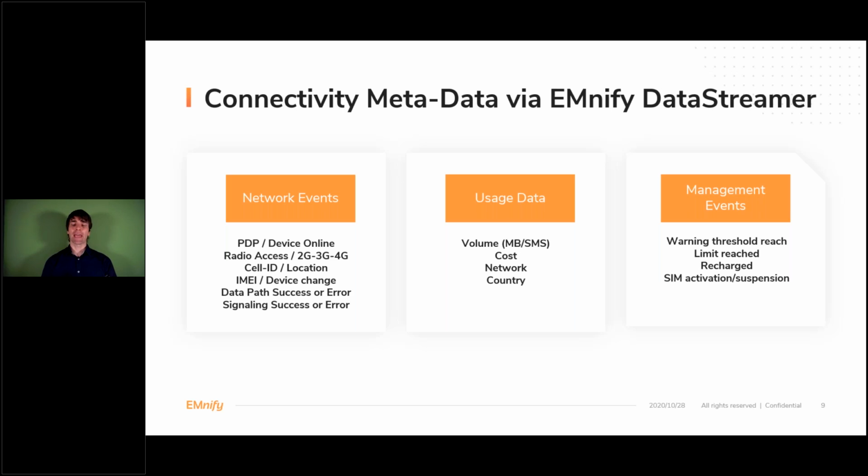If you don't have any visibility on the signaling, you will not know if there is an issue, because the device will not be able to send data to your application, and you're not able to see what has been causing issues on the signaling path. Of course, we also provide the basic usage data, everything about volume, cost, network, and country, so that you're able to see where your device has been consuming data, on which network. It's very standard data that you also get from traditional solutions.